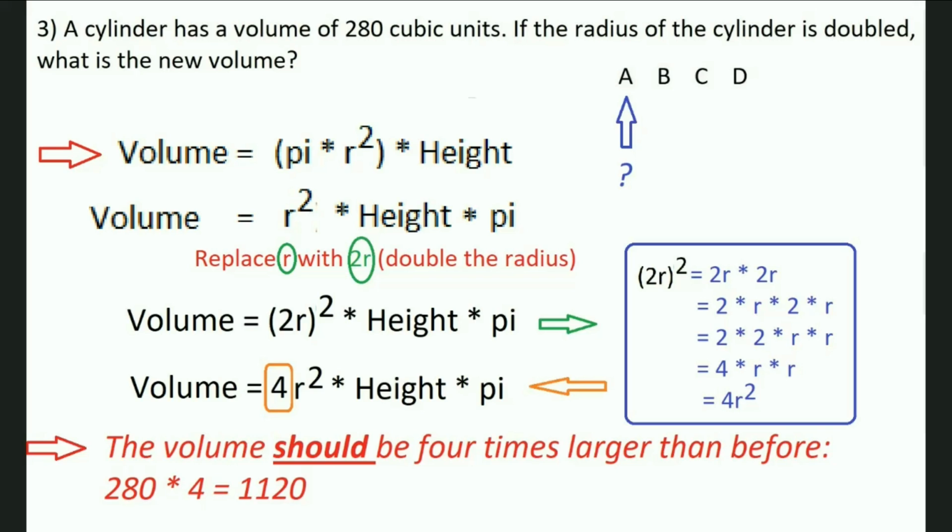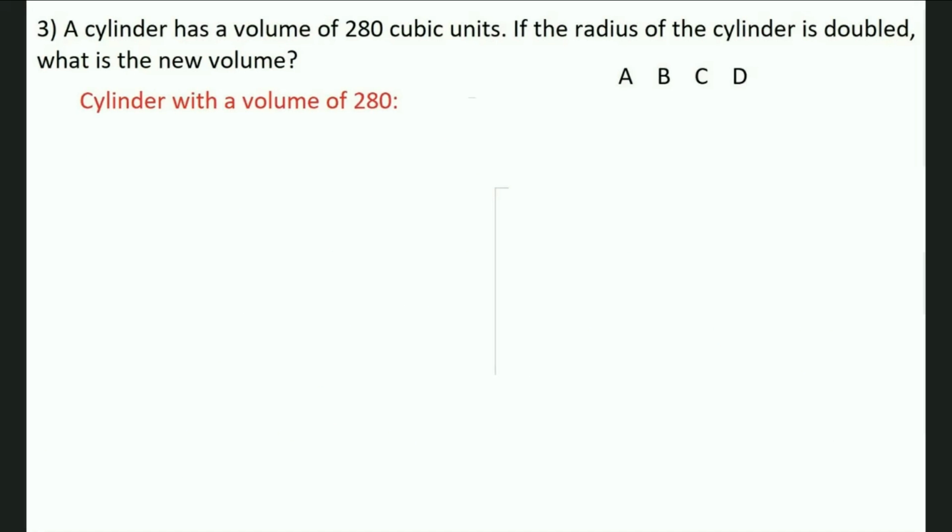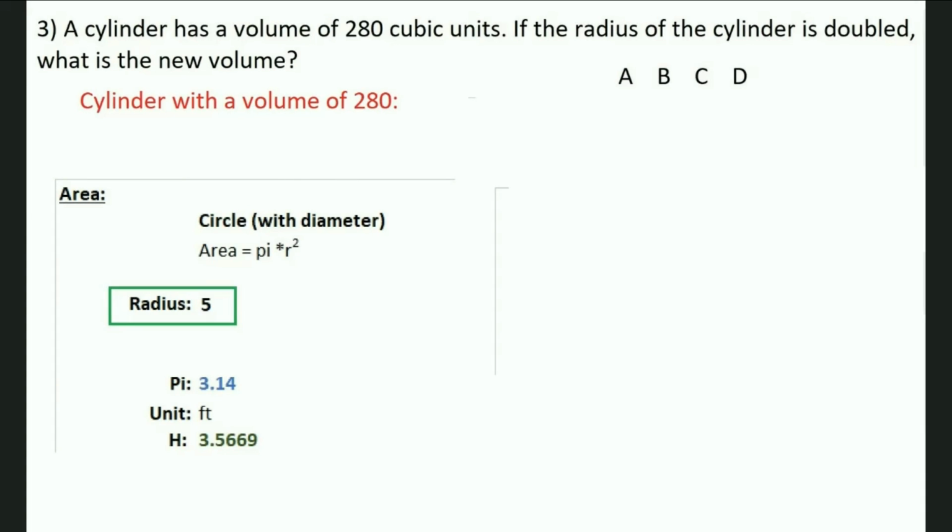So using that relationship, 280 times 4 is 1120. The answer should be A, but can we prove it? Let's go ahead and prove it. Now I did some playing around, and I came up with some dimensions that would give us a cylinder with a volume of 280. So let's say the radius is 5. That number for height is 3.5669.